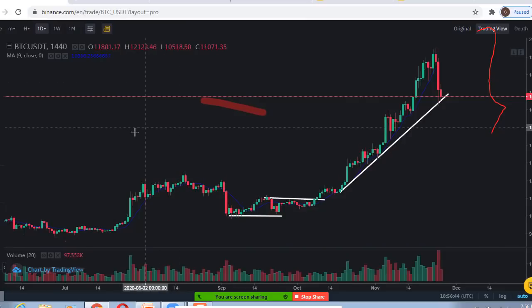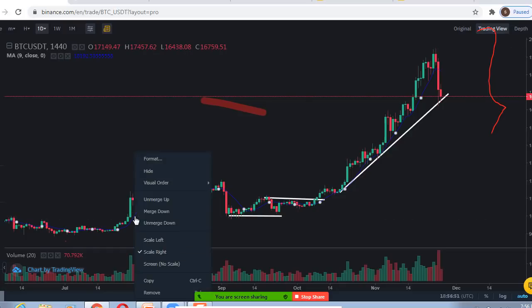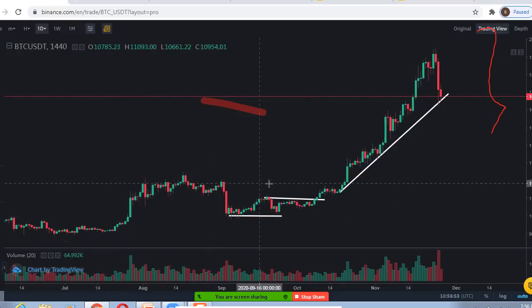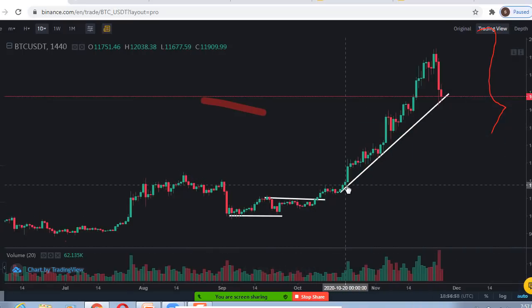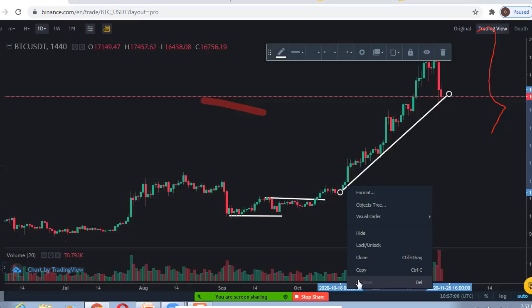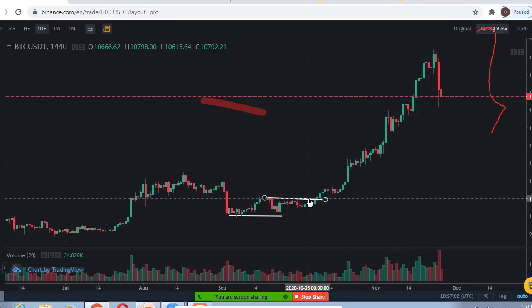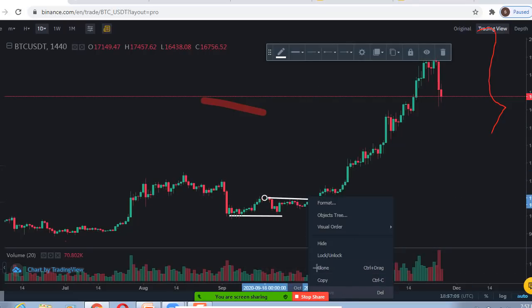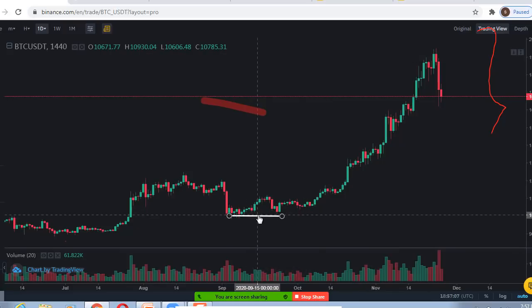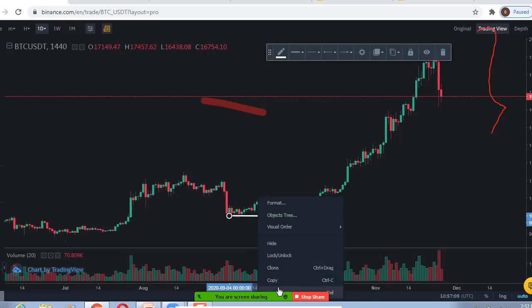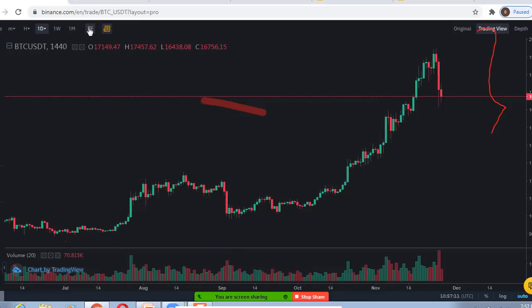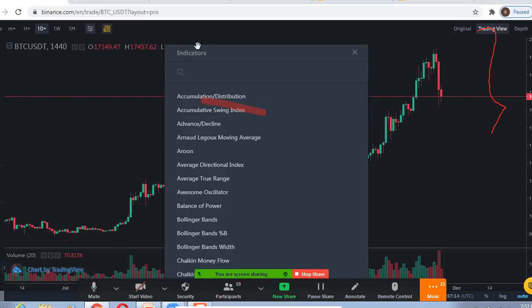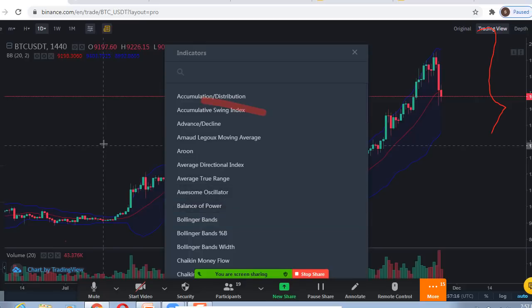Now, if I go to my chart, let me delete some of these as well. All right. So I can go to indicator, I bring the Bollinger Band. So it's already on my chart.